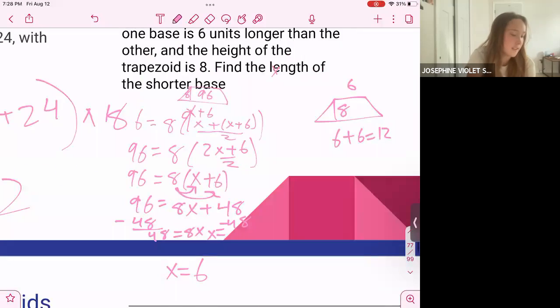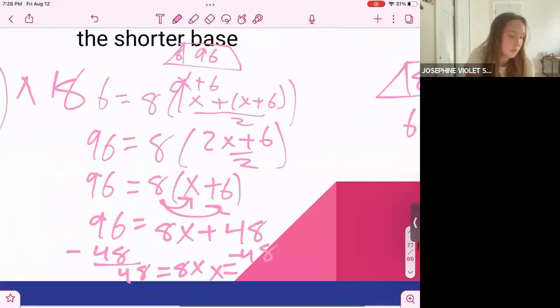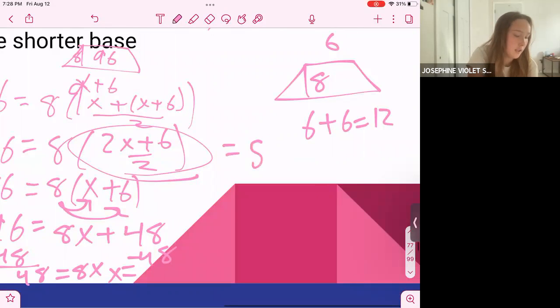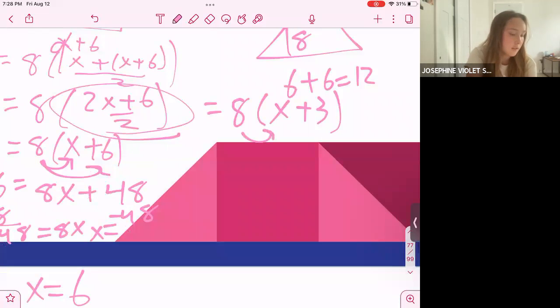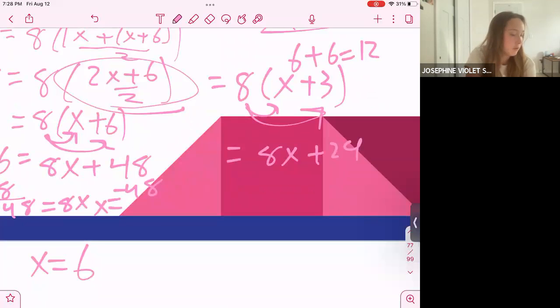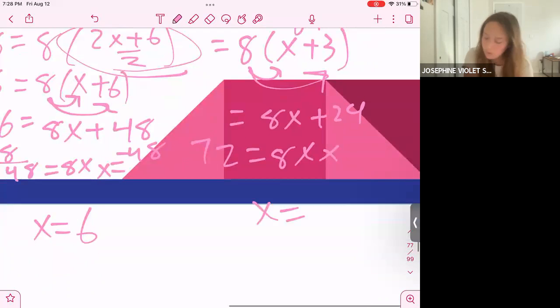Okay, so I think what Aaron is saying is that here, when I divided out the 2, right here, I should have gotten 8 times x plus 3, because 6 divided by 2 is 3. So then I would multiply out the 8, that would be 8x plus 24, and then subtract 24 from both sides. I think it would be something like 72 equals 8x, x equals 9. I think that's right. Yeah, thanks, Aaron.